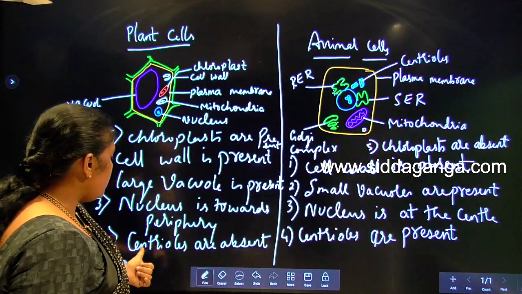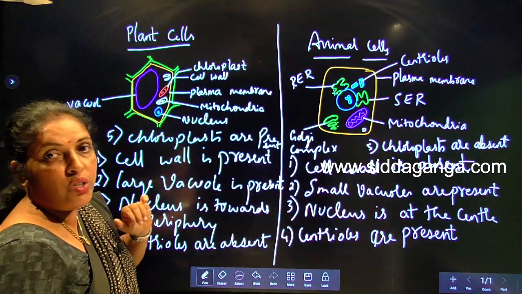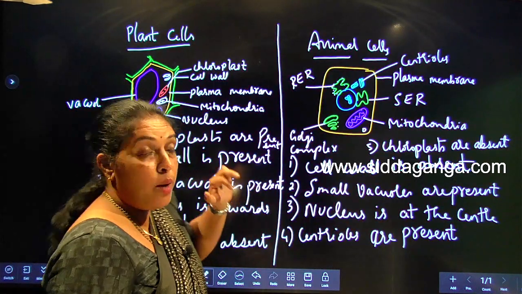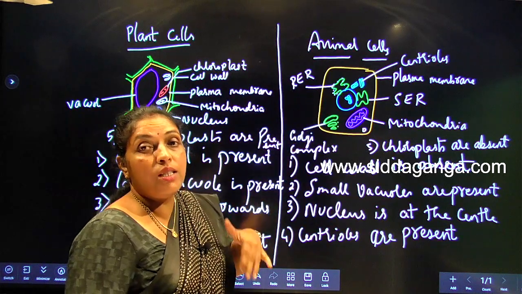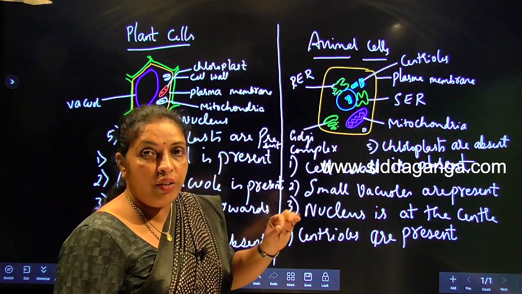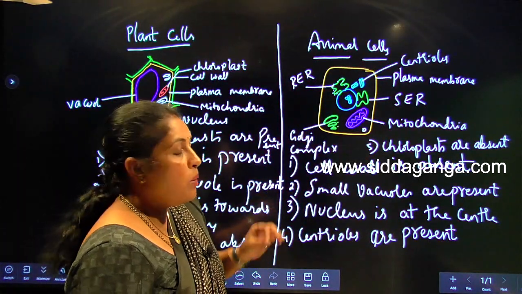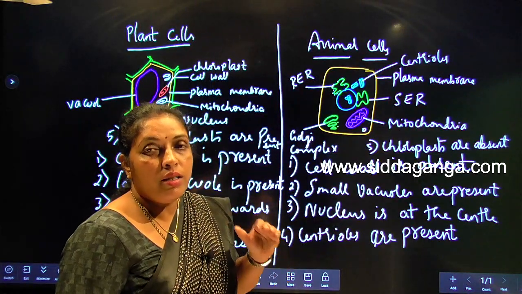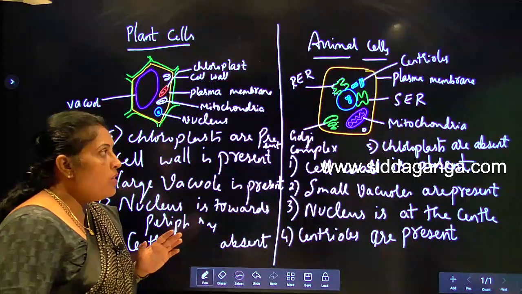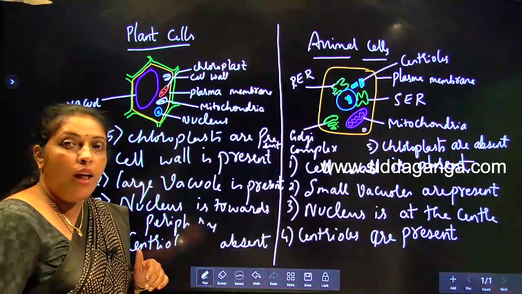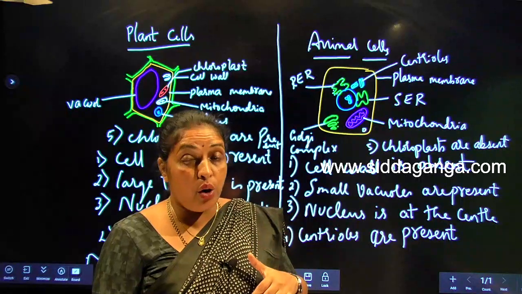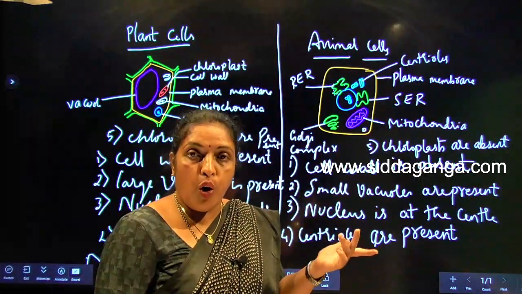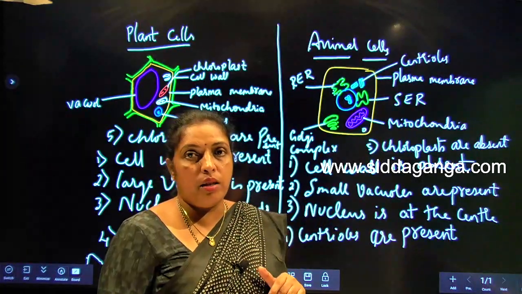Other one is centrioles are absent in plant cells, but they are present in animal cells, which play a very important role in cell division. So these are the differences between plant cell and animal cells. Now we'll discuss the functions of each organelle present in both plant cell and animal cells. Understood?